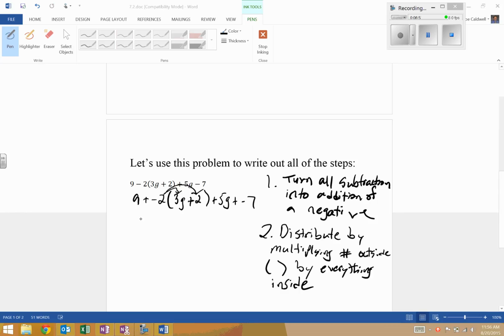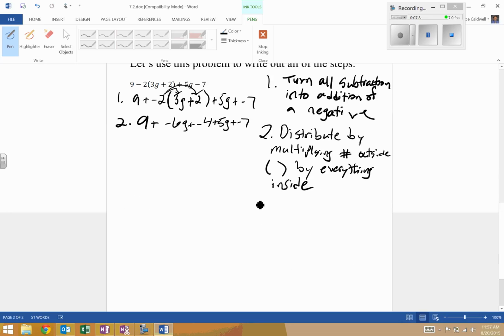So let's rewrite that. Okay, so that was step 1. So 9 plus negative 2 times 3g. Again, we're just going to multiply the coefficients. Negative 2 times 3 is negative 6g, plus negative 2 times 2 is negative 4, plus 5g, plus a negative 7.